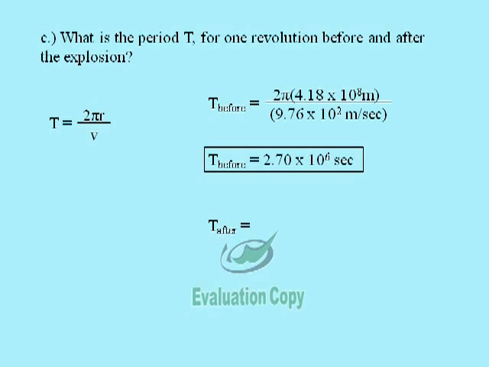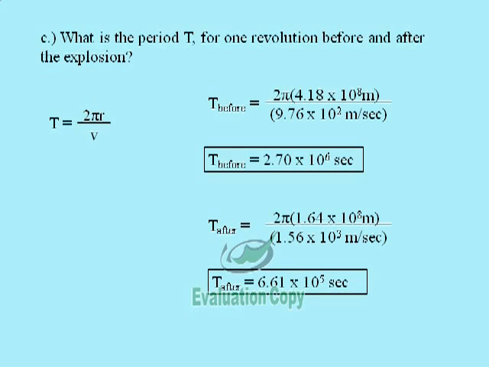For the period after the explosion, you plug in the velocity and the radius from after the explosion, and you should come out with 6.61 times 10 to the 5th seconds.